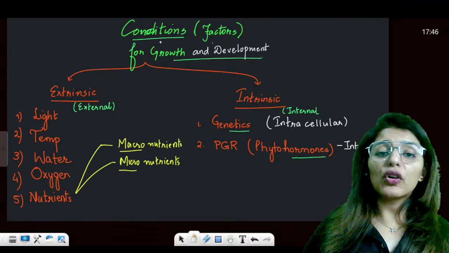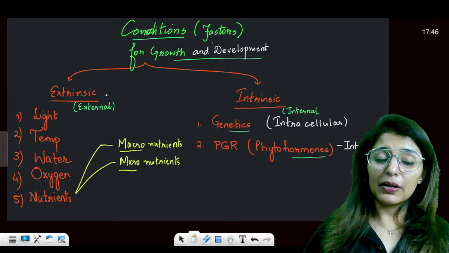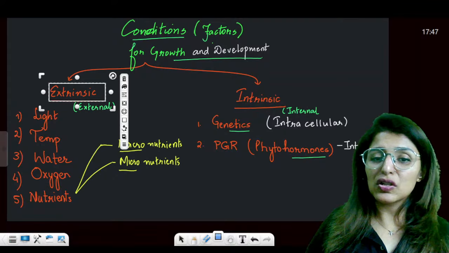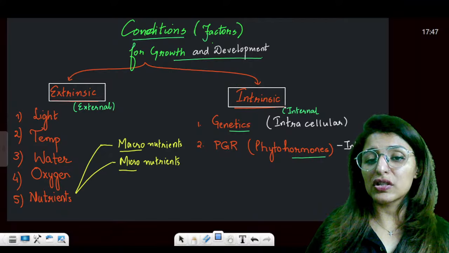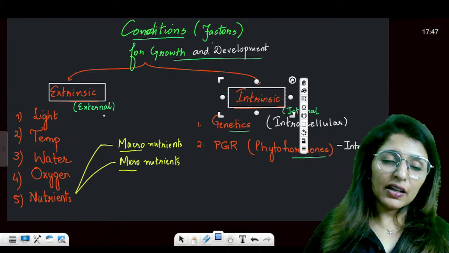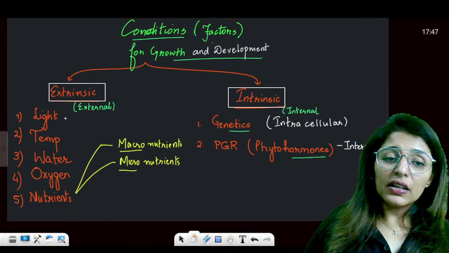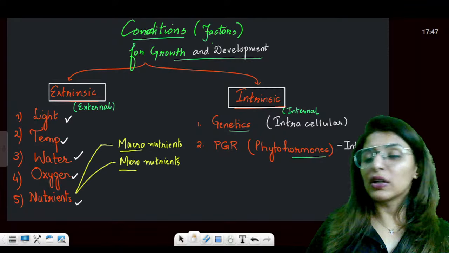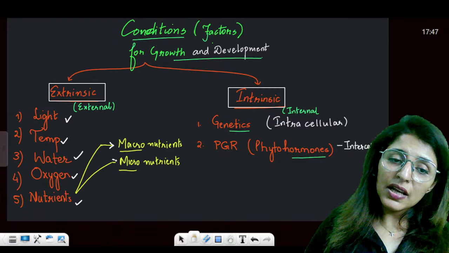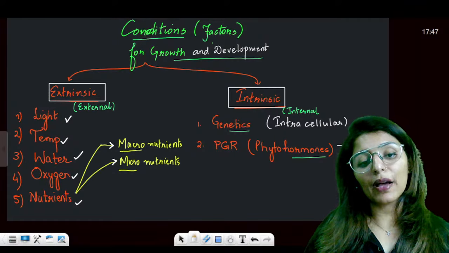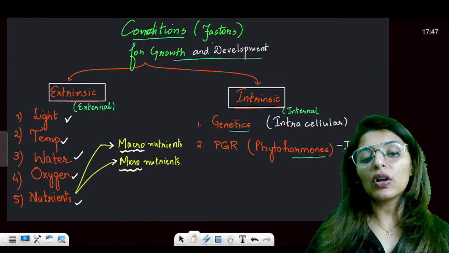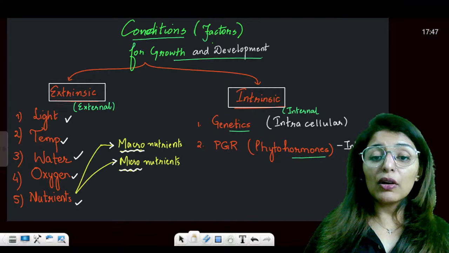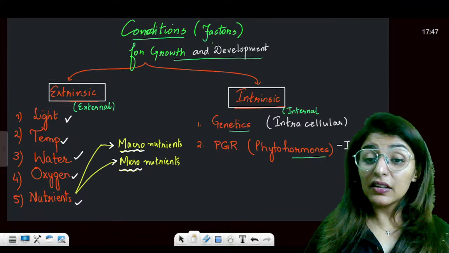Perfect. Moving on to the conditions for growth and development. There are two types of conditions: external conditions, called extrinsic, and internal conditions which regulate growth, called intrinsic. The extrinsic conditions are light, temperature, water, oxygen, and nutrients. Some nutrients are needed in large amounts, and we call them macronutrients; those needed in small amounts are known as micronutrients. Is this clear?